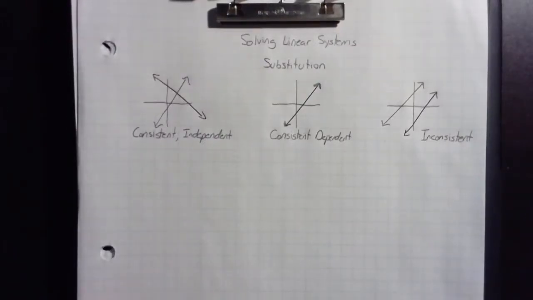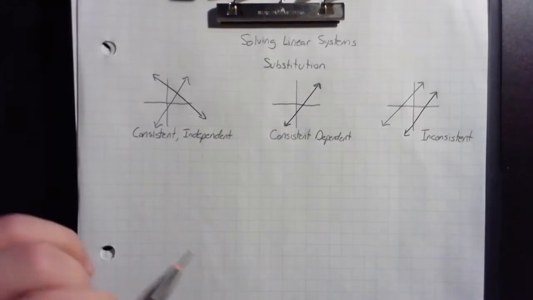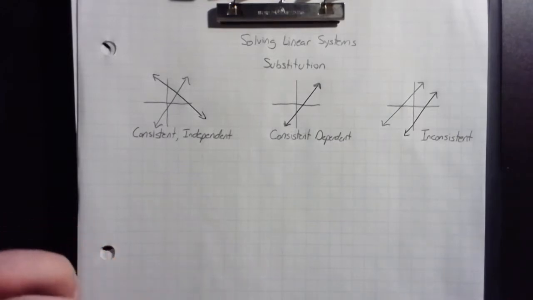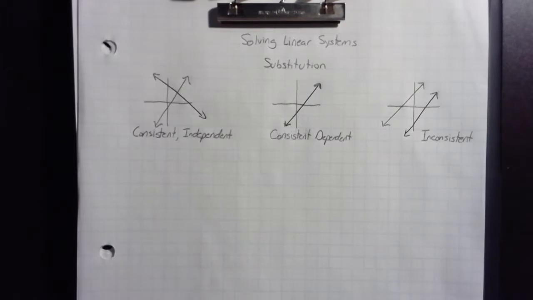Today I'm going to do 3 examples of solving linear systems using the substitution method. Now the substitution method is a great method to use when you're given a system of equations that has one of the equations already set as y equals something or x equals something, or if it only takes a one-step process to turn it into that form.